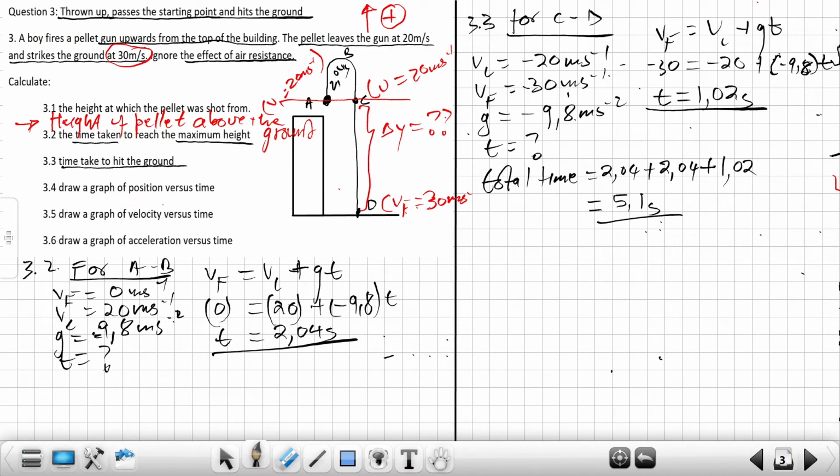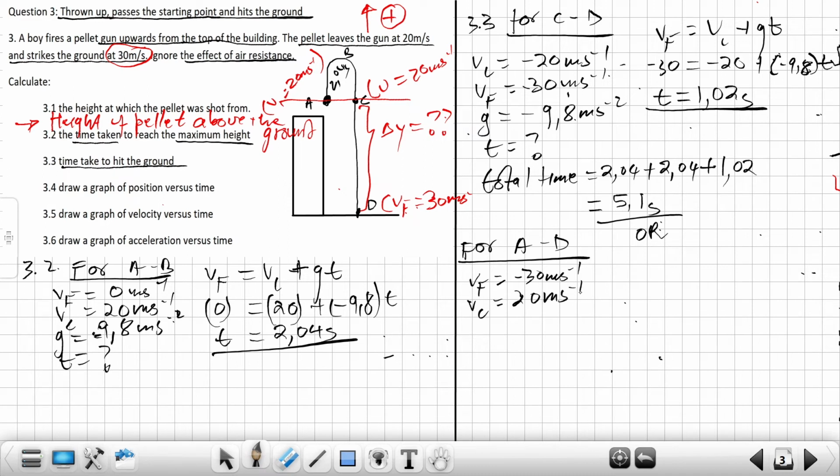Because I can easily say, what if I was looking now for the motion of A to D? Will I still be able to get it right? Yes, I can. But now when I look at that, my VF is minus 30 meters per second, and V initial is the 20 that was given, 20 meters per second.